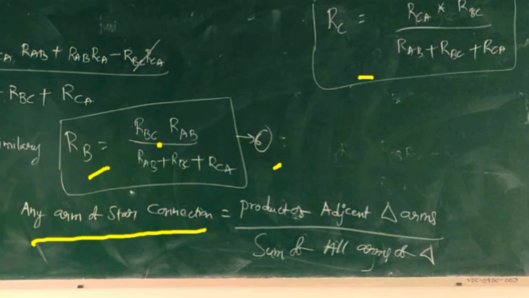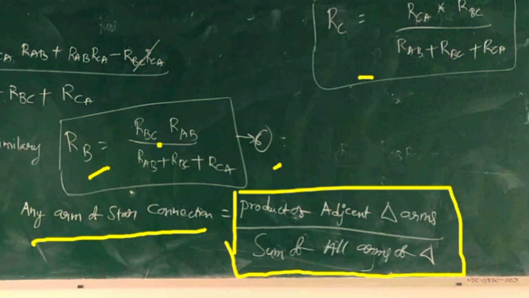Any arm of star connection equal to product of adjacent arms, that is RAB RCA product, divided by sum of all arms in delta. This is the formula we have to remember. Any arm in star connection equal to product of adjacent arms divided by sum of all arms in delta.